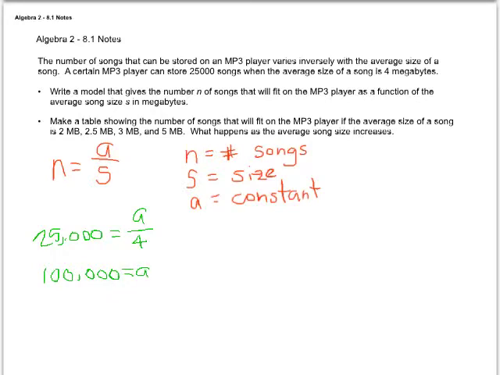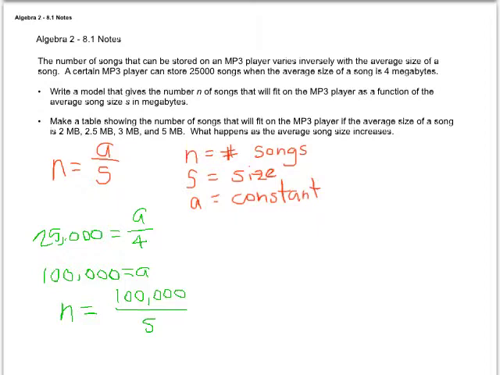is equal to A. So for this particular problem, the equation that I'm looking at, my model, is N equals 100,000 divided by the size. Okay, so write a model that gives the number of N songs. Here's my model. Now, make a table showing the number of songs that will fit on an MP3 player if the average size of a song is 2, 2.5, 3, and 5.